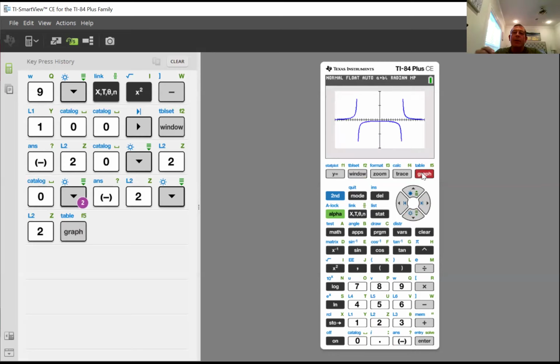Y'all, there you go. Notice you got a vertical asymptote on that left side at that negative 10. You got one on the right side at the positive 10. It's not crossing those two imaginary lines. So knowing that, let's pick our picture.